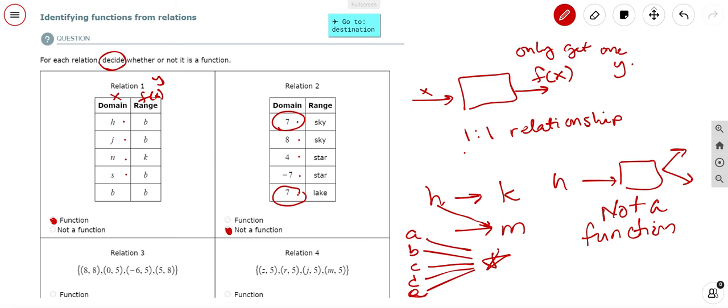Next, let's look at only the x. We're going to go with 8, 0, negative 6, and 5. I didn't repeat anything, so it is a function. How about here? Z, R, J, M. Nope, I didn't repeat anything. Just keep your mind focused on the input, not the output. Pay attention to the domain and the x value. That's what we need to look at. Okay, next one.